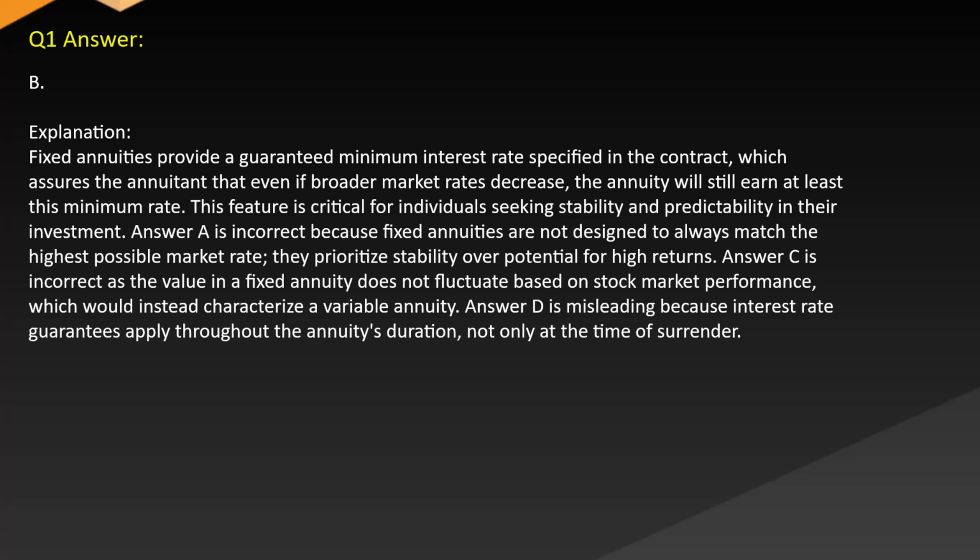Answer C is incorrect as the value in a fixed annuity does not fluctuate based on stock market performance, which would instead characterize a variable annuity. Answer D is misleading because interest rate guarantees apply throughout the annuity's duration, not only at the time of surrender.